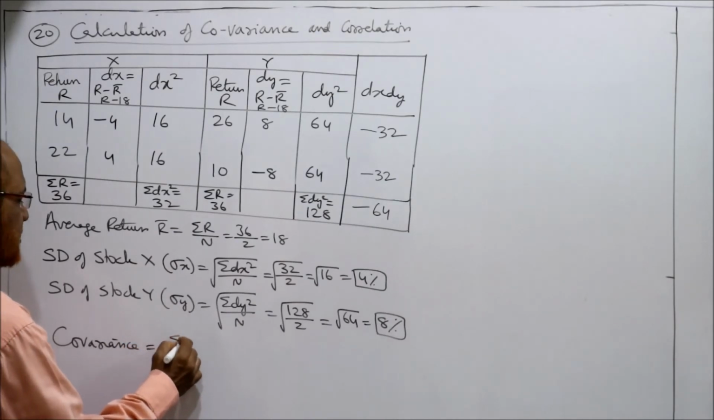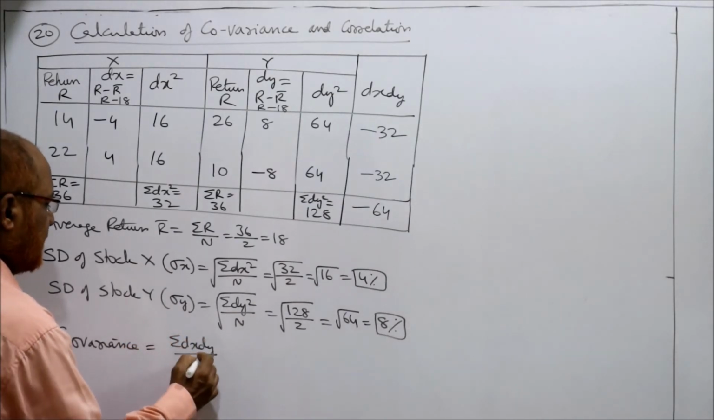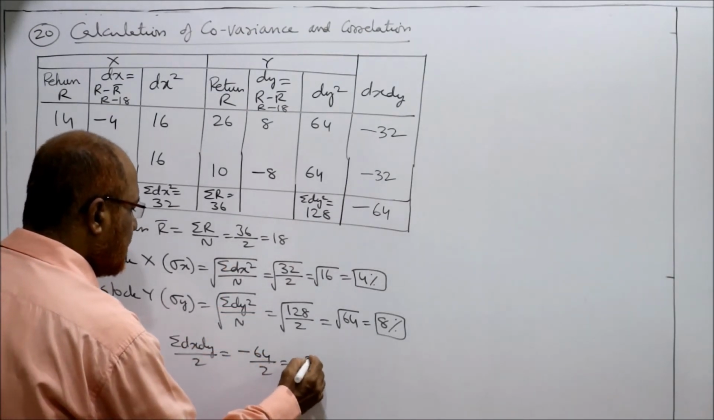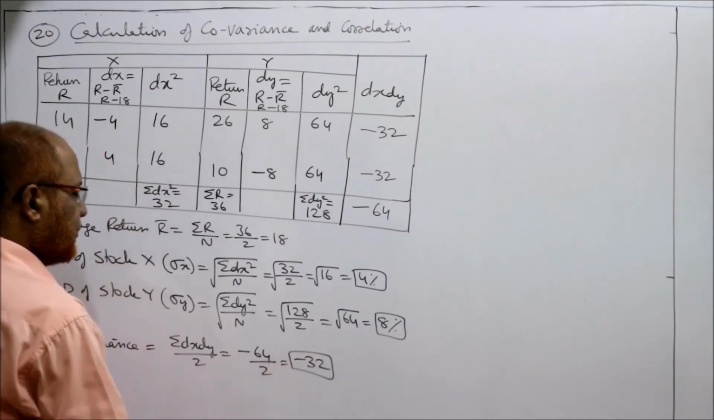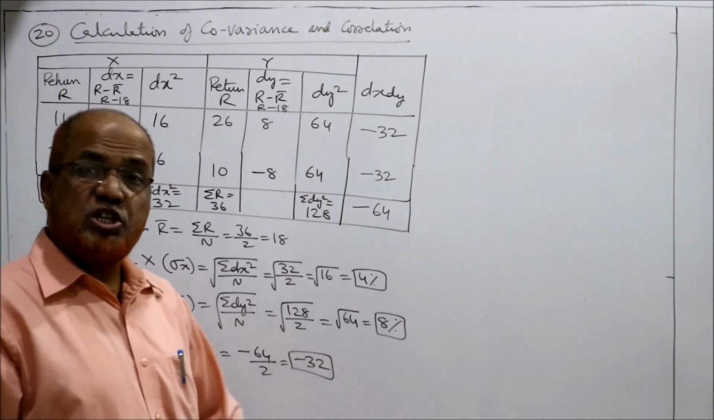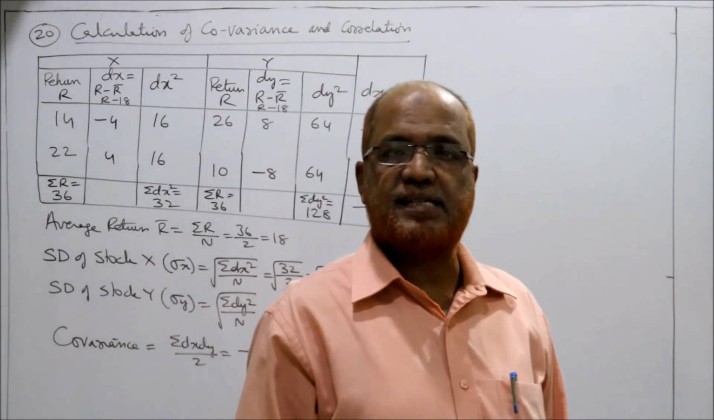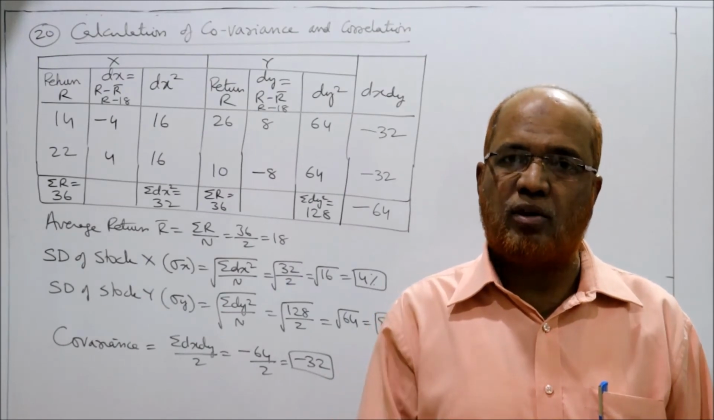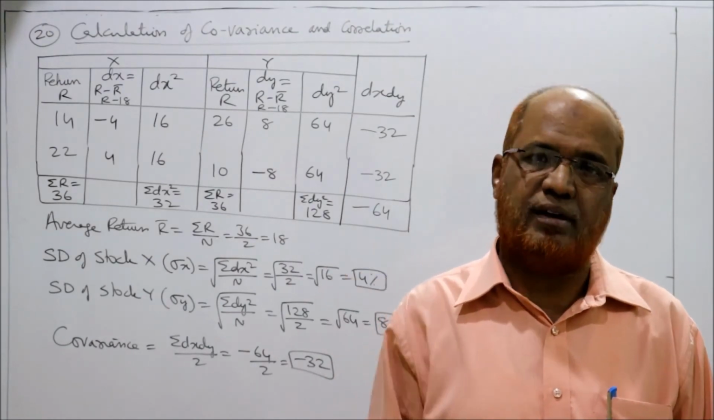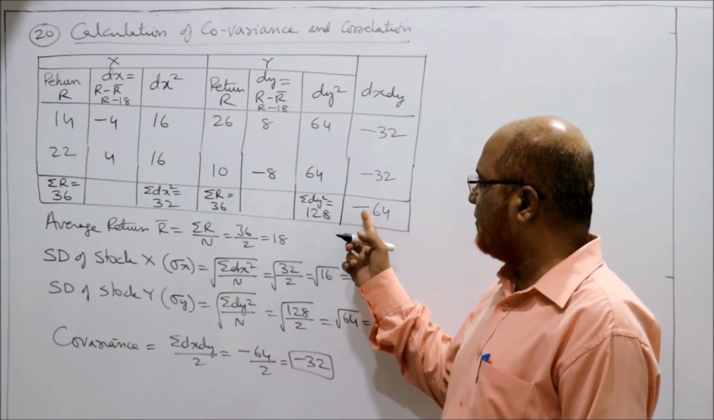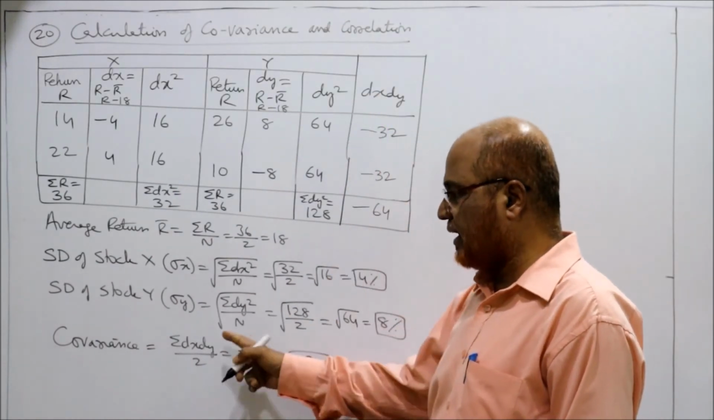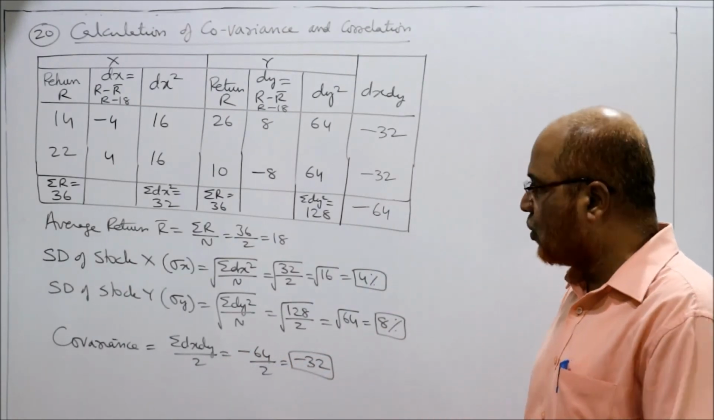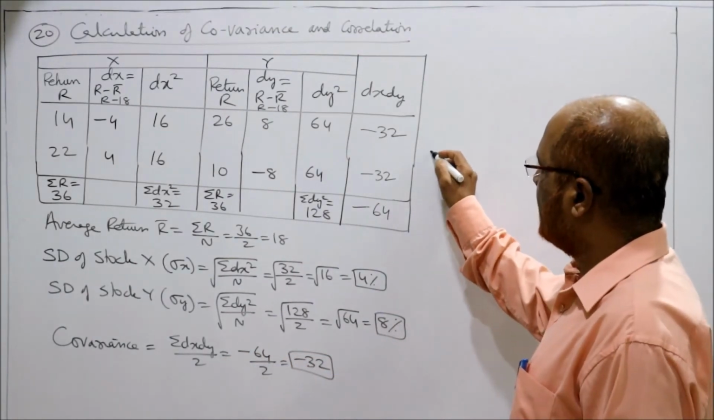Covariance is equal to summation dx dy by 2. Summation dx dy is minus 64 divided by 2, minus 32. The formula for covariance will change for ex post and ex ante. In the previous two problems we have done ex ante, so the formula was summation p into dx into dy. But here it is summation dx dy divided by n. So 64 divided by 2, 32, minus 32. So covariance we got. Now we have to find out correlation.